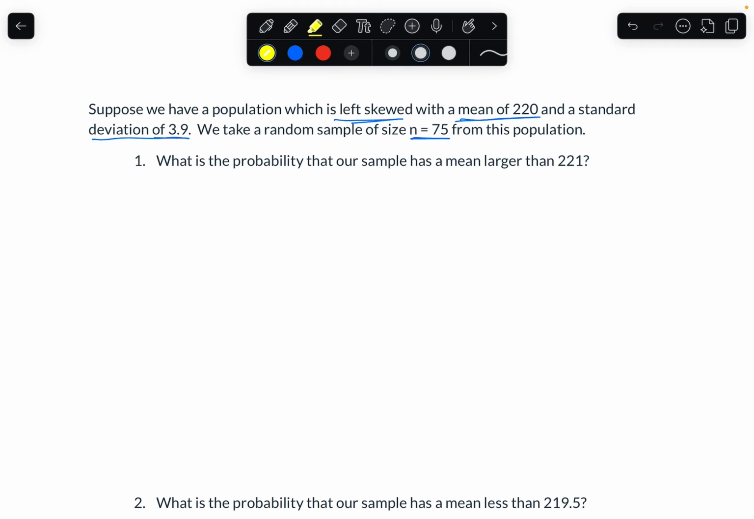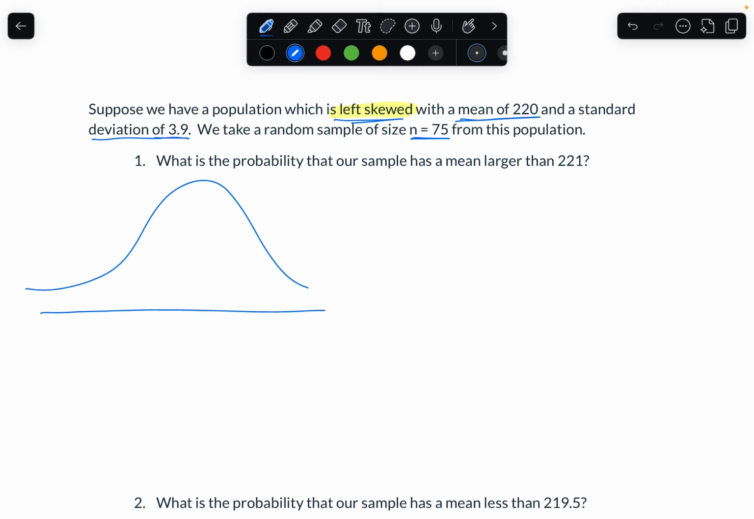Now, at first glance, this seems like a problem because we have something which is left skewed, and really the distribution we've talked about most up until this point is the normal distribution. We say, okay, if we had something which is unimodal and symmetric, our regular old bell-shaped curve, then I could answer this question. But if it's left skewed, then it doesn't look like our normal distribution, and we're going to run into a problem.